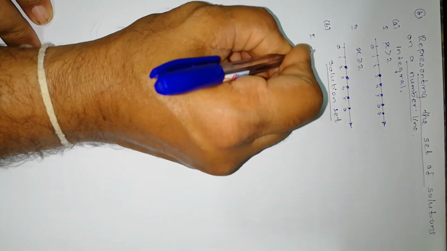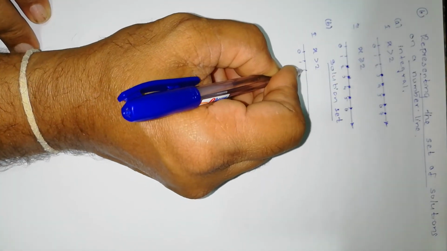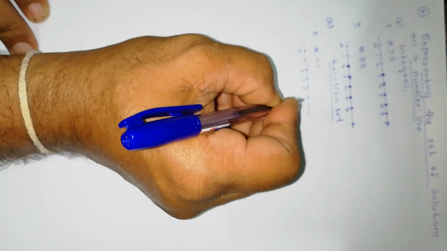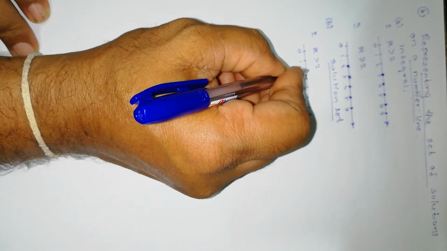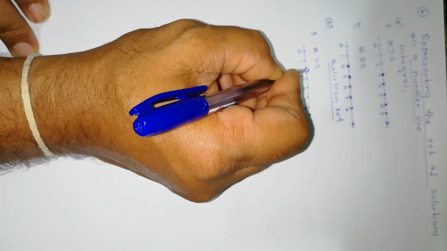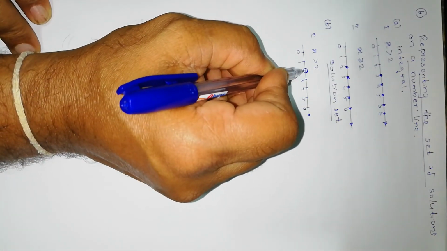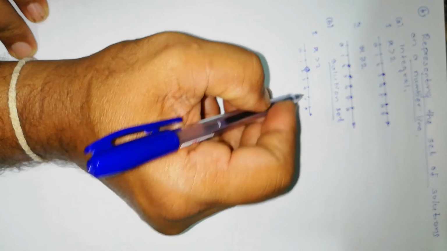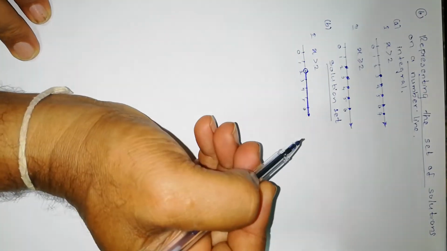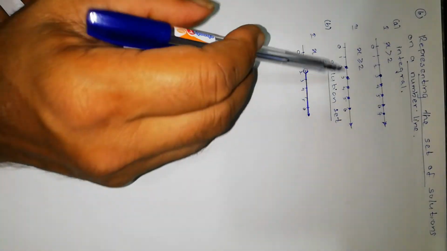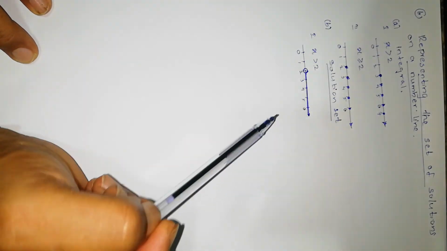Number 1, x greater than 2. Again you draw a number line, children: 0, 1, 2, 3, 4, 5, 6. Now x is not equal to 2, so you draw a circle like this. You don't color this point as x is not equal to 2 but greater than 2. Then you have to color the line like this, children. Is the method clear? For integral solutions you have to mark only whole numbers. For solutions you have to mark like this.